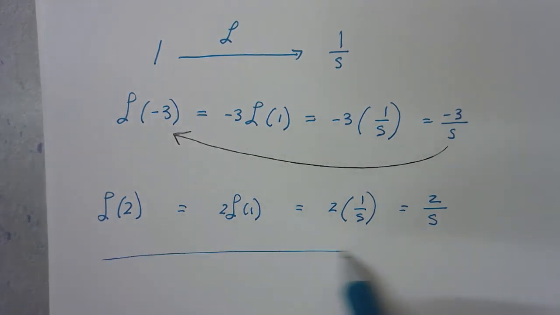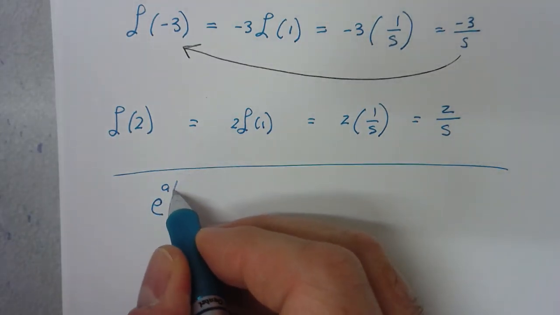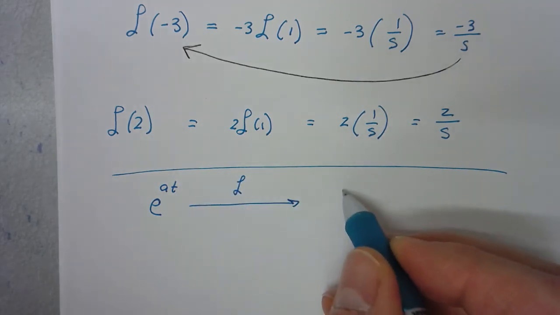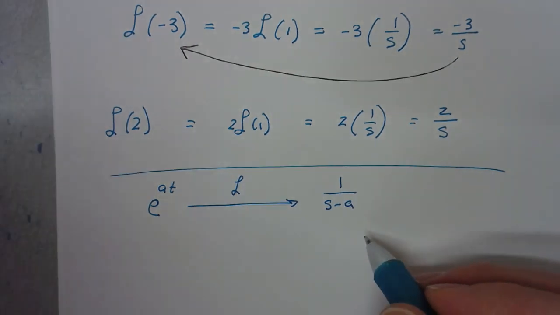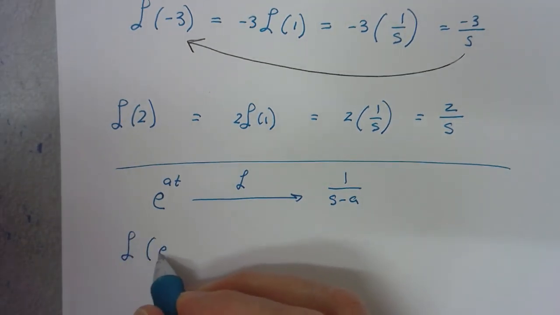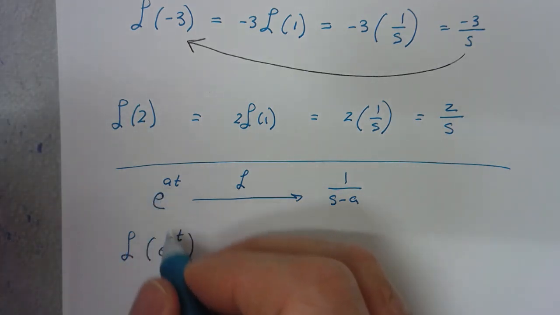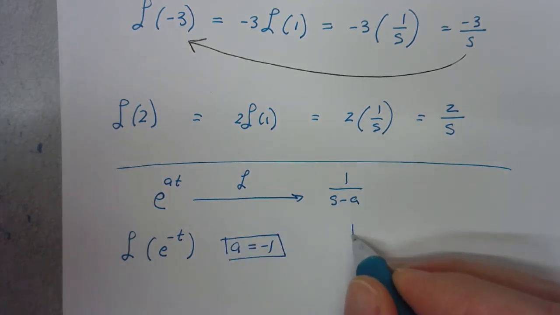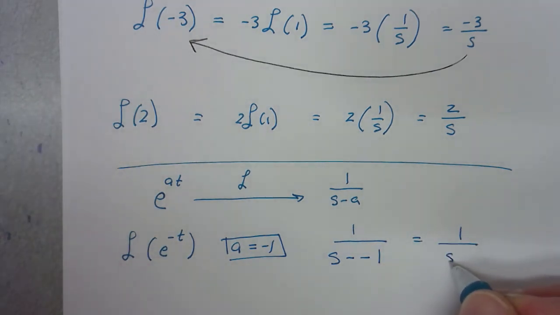Let's do another one. Let's do e to the at. We're told that the Laplace transform is 1 over s minus a. This one's easy enough; you could actually check it with an integral too. So what is the Laplace transform of something like e to the minus t? Well, this is the case where a is minus 1. So I'd have 1 over s minus (minus 1), which is 1 over s plus 1.